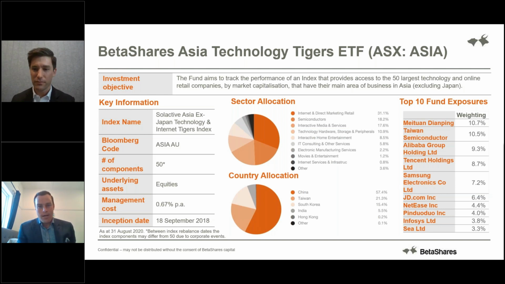If you are looking to allocate to emerging markets, but in a more precise way, and to the sectors within emerging markets that have those growth tailwinds, you can do that through our BetaShares Asian Technology Tigers ETF, which goes under the ticker code of ASIA. It's a low-cost way of getting a diversified exposure across 50 of the largest technology and consumer retail companies by market cap at 67 basis points.